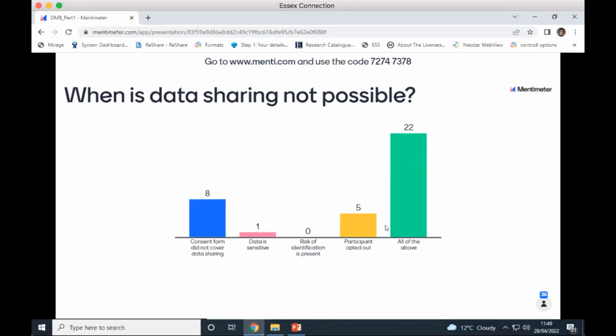collections that would fit in this category, and the data has been successfully shared, and there has been consent to share that data, and it has been placed on the appropriate access level after pseudonymization. Risk of identification is present. I see that nobody selected that, and I'm glad, because that's also not the correct answer.